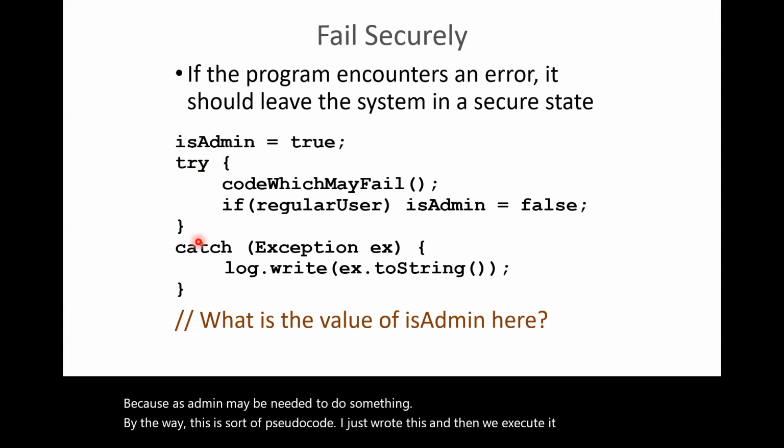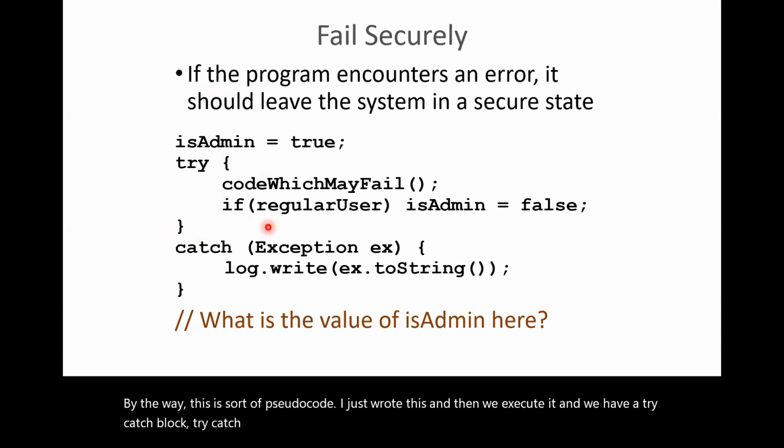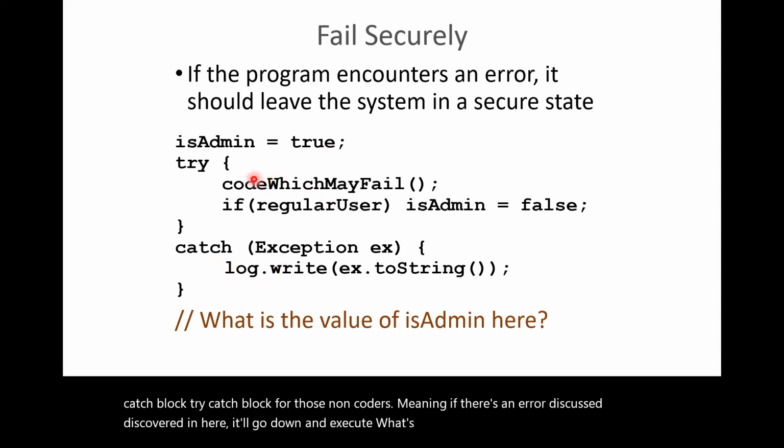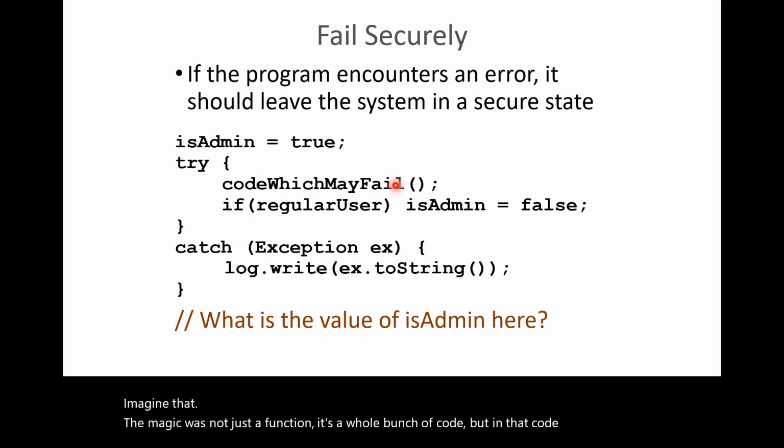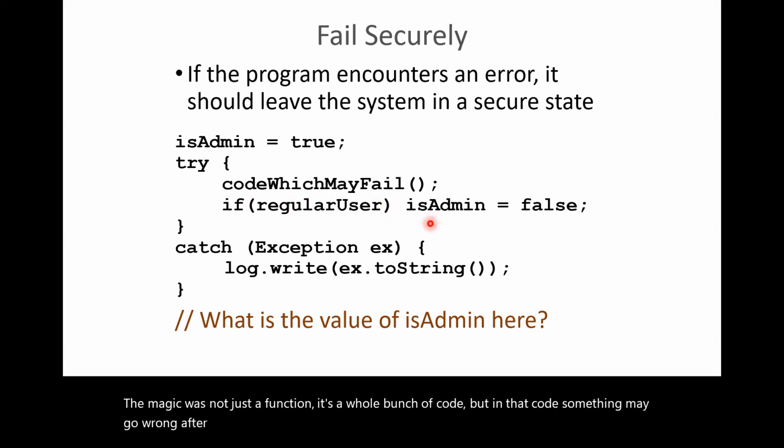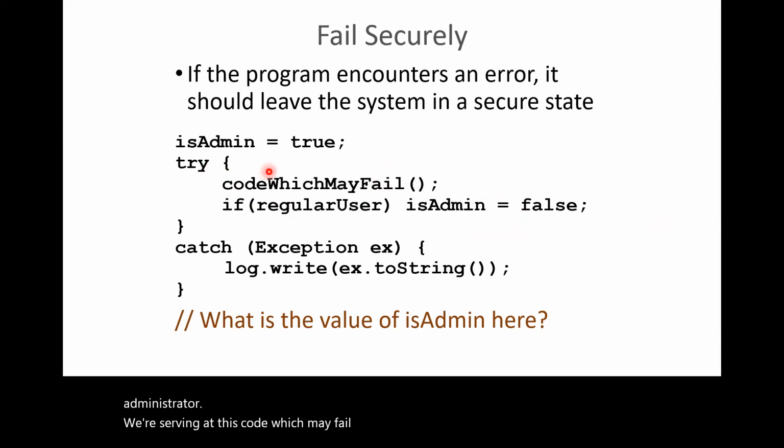We have a try-catch block. For those non-coders, if there's an error discovered in here, it will go down and execute what's in the catch block. So then we have the code which may fail. Imagine, of course, it's not just a function, it's a whole bunch of code, and in that code, something may go wrong. After that code, if we're a regular user, we go back and say we're no longer an administrator. We're assuming that this code, which may fail, needs administrative privileges. So we've turned them on.